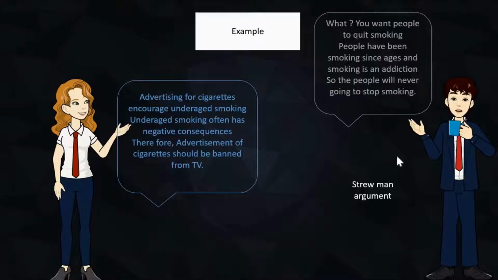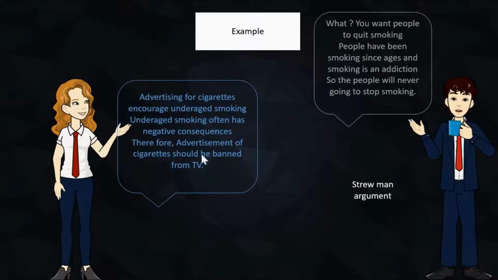Now let me introduce you to Ms. Maheen and Mr. Muhammad Ali. Ms. Maheen is of the view that advertisement for cigarettes encourages underage smoking, which often has negative consequences. Therefore, advertisement of cigarettes should be banned from TV. You can see that is her first premise, that is her second premise, and this one is her conclusion. All she wanted is to ban the advertisement for cigarettes on TV.